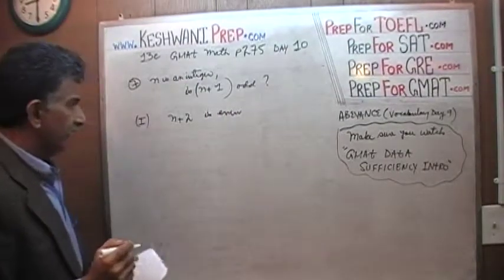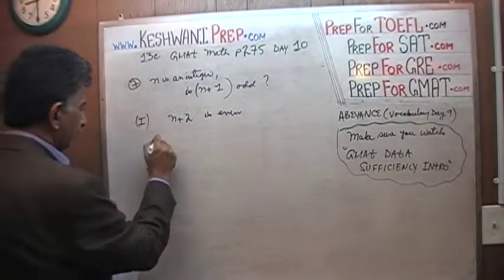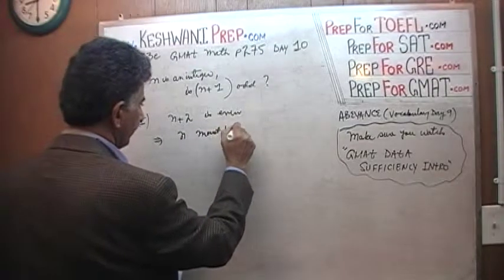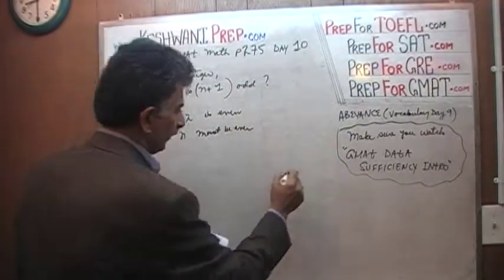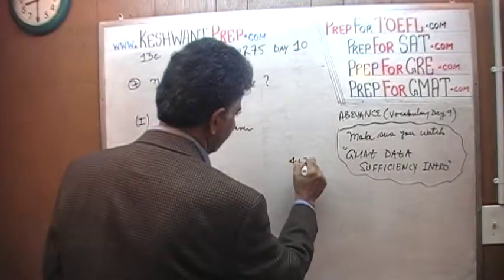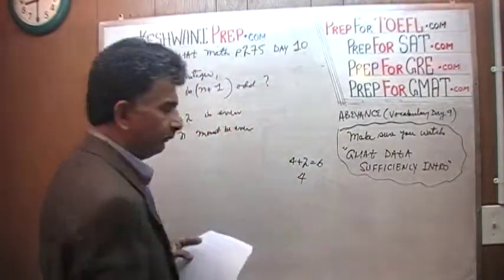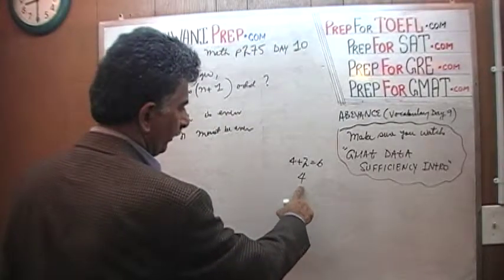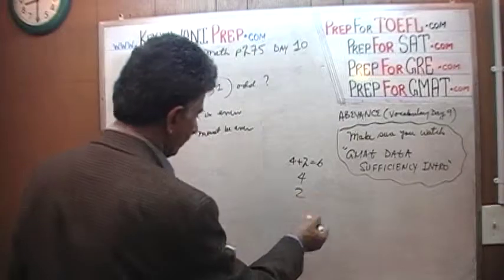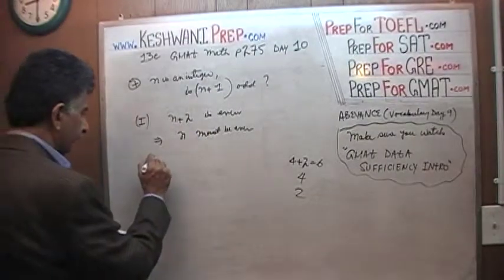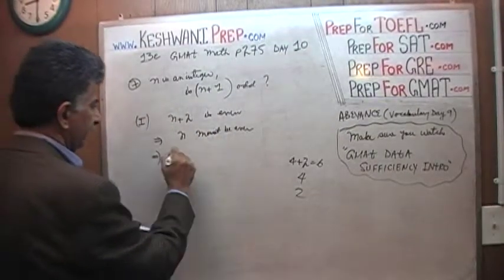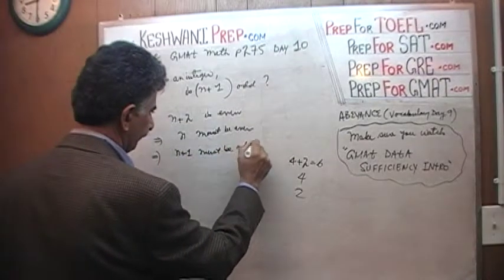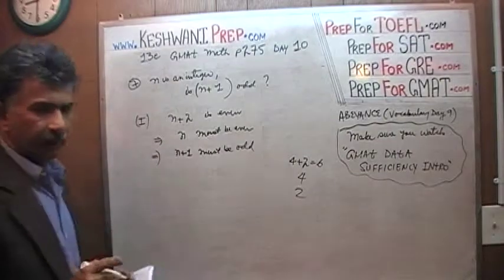Well, that makes it easy. If n plus 2 is even, that implies that n must be even. Because if 4 plus 2 is even, then of course 4 is even. You subtract 2 from whatever. If 6 is even, then 6 minus 2 must be even. And if 4 is even, then 4 minus 2 must be even, and so on and so forth. That also implies if n is even, that n plus 1 must be odd. Whatever that n is, if you were to add 1 to it, it will become odd.